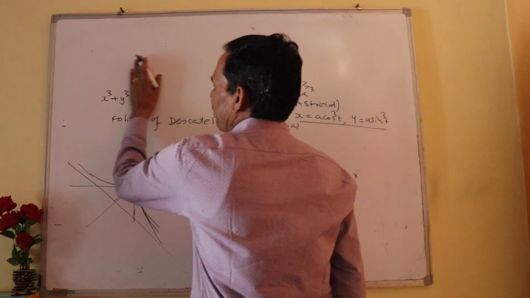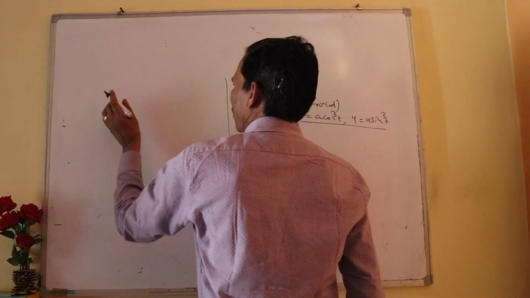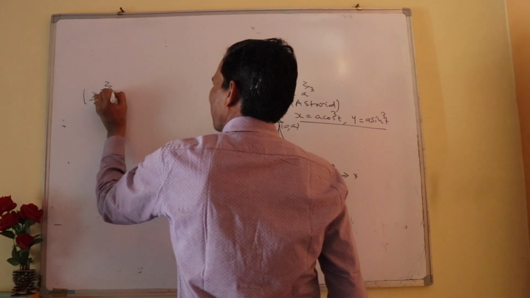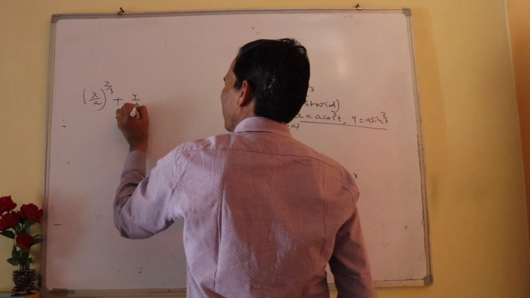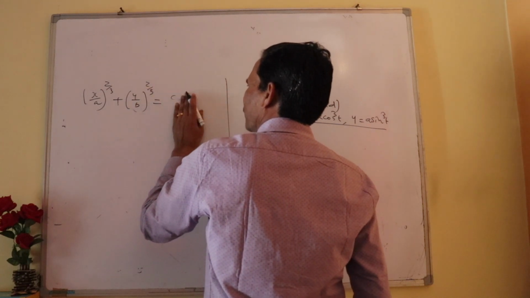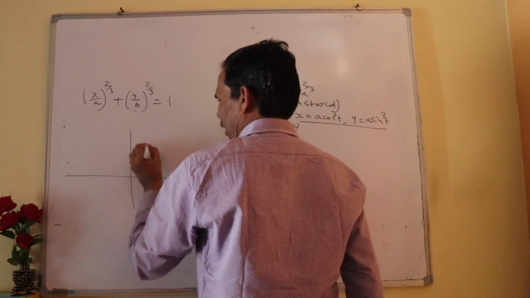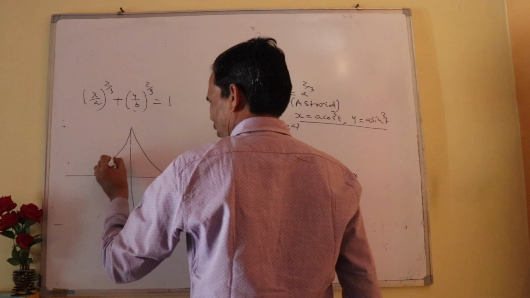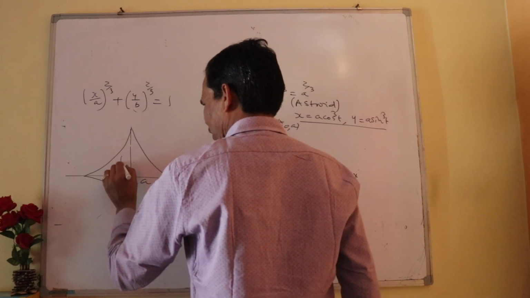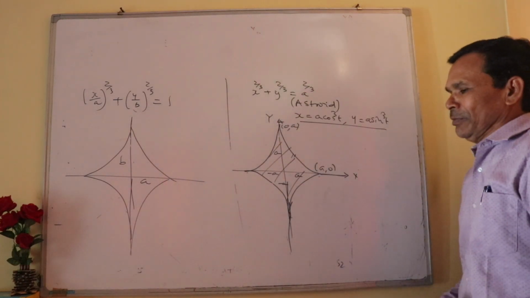Similarly, we have the hypocycloid also. The hypocycloid is the curve (x by a) raised to 2 by 3 plus (y by b) raised to 2 by 3 is equal to 1. So this is the hypocycloid. It is something like the same curve. It is something like this. This is a, this is b, this is the x-axis, this is the y-axis there.